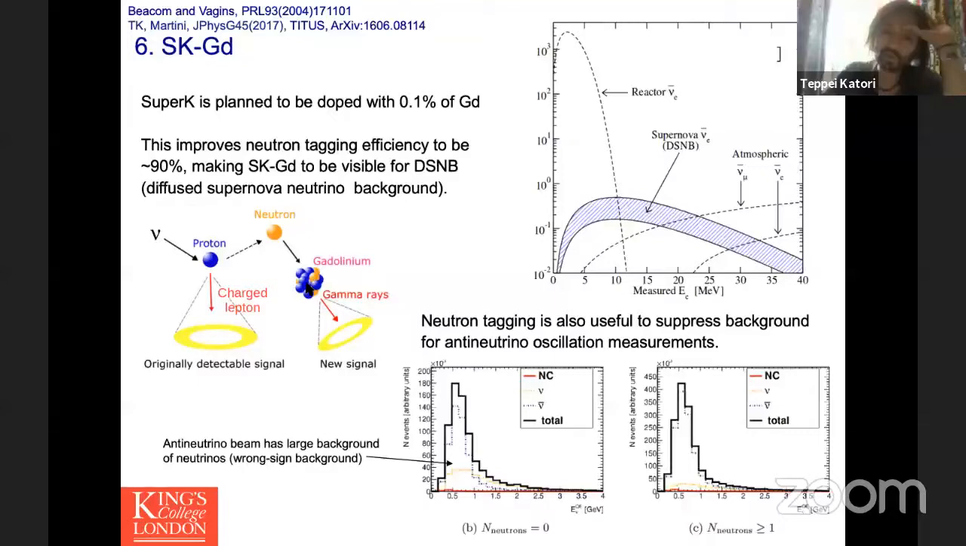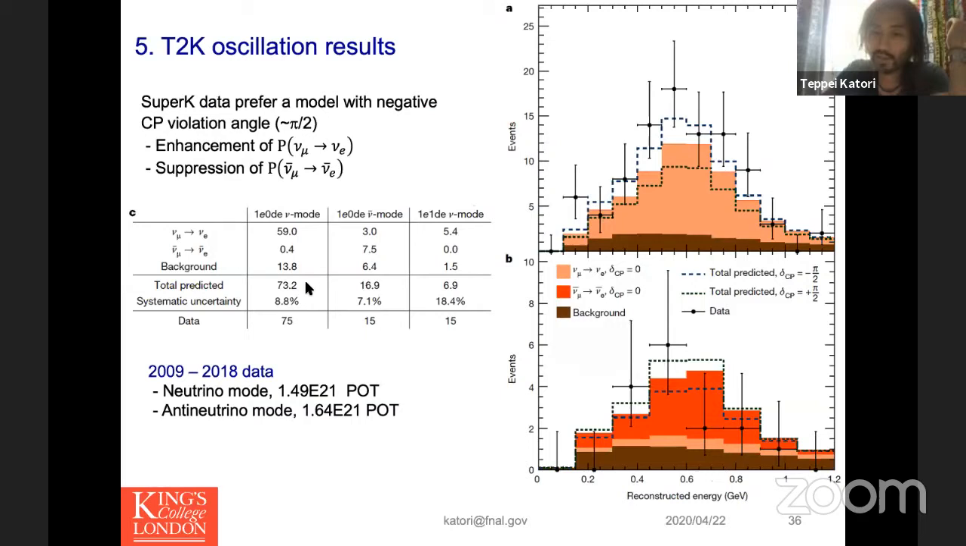So more neutrons from the neutrino interactions. The one with the big background for antineutrino events are neutrinos. So let me go back here. The bottom figure is the antineutrino mode data, and the red is this oscillation signal from anti-muon neutrinos. But it also contains lots of interactions coming from neutrinos. So these are background, and you want to suppress them.